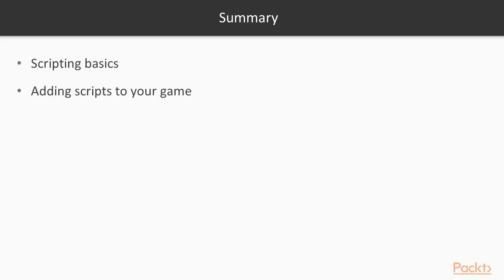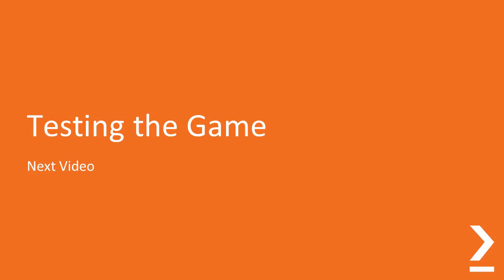In this section, we covered the basics of scripting in Unity 5. We selected C# as our language, and we demonstrated how to create, edit, and delete scripts. We also examined adding scripts to our game. We created one script to execute every time the game was run, and another script that we applied to multiple objects that executed when a collision occurred. Next up, testing the game.